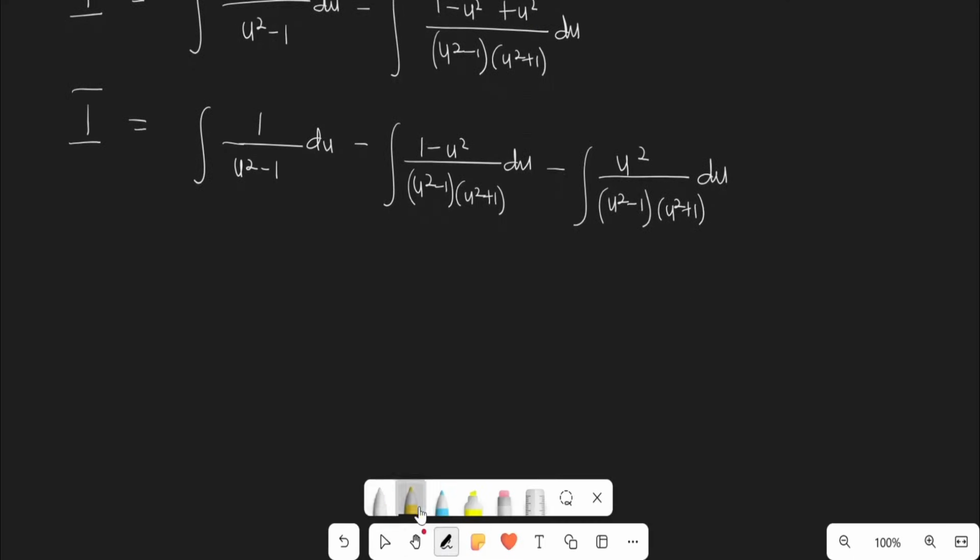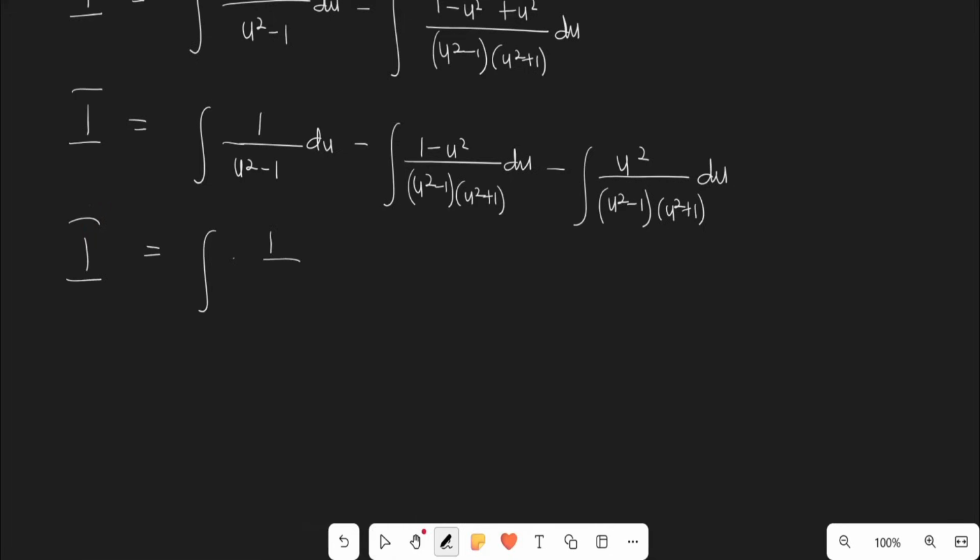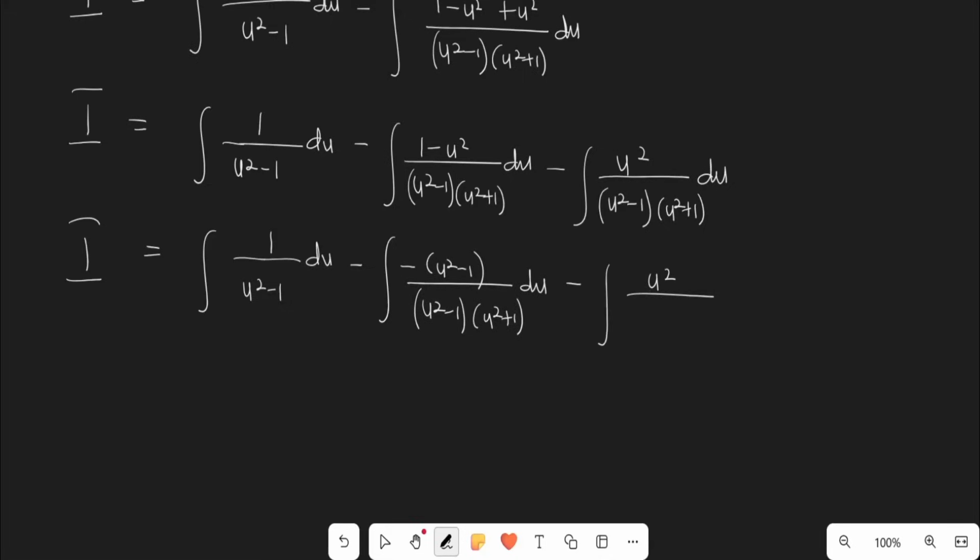Cool. There's going to be another cancellation, not yet. I'm sorry about this. So I is equal to the integral of 1 over u squared minus 1 du minus this one. I'm going to reverse this, so that is going to be negative (u squared minus 1) on top, divided by u squared minus 1 multiplied by u squared plus 1 du. And now minus the integral of u squared all over u squared minus 1 multiplied by u squared plus 1 du.